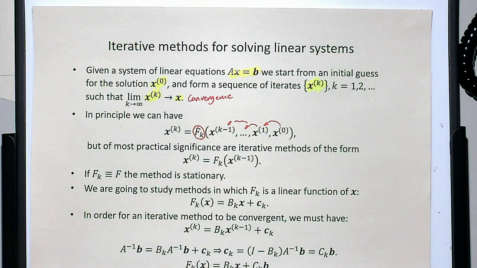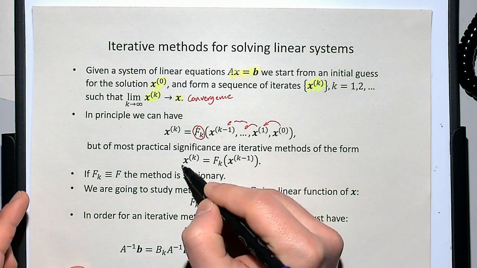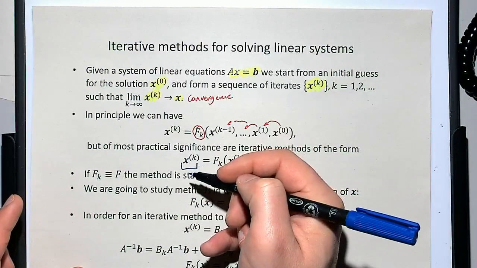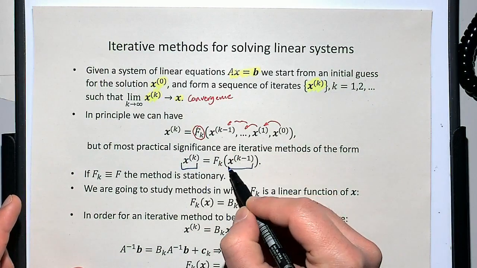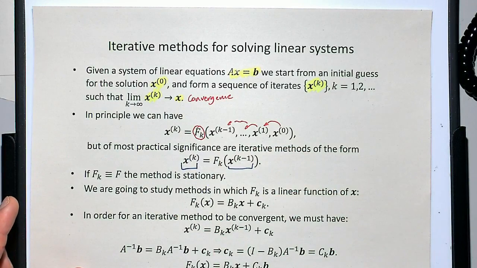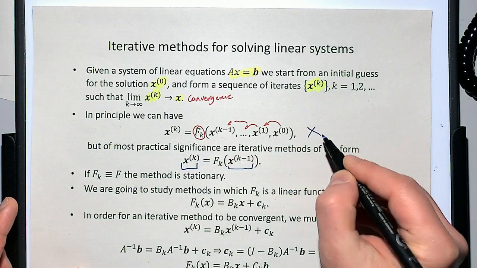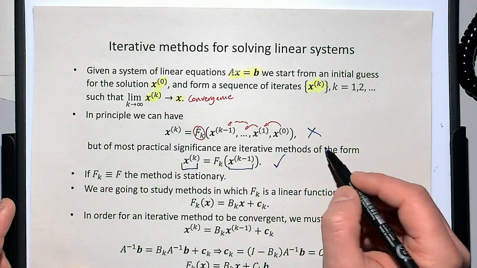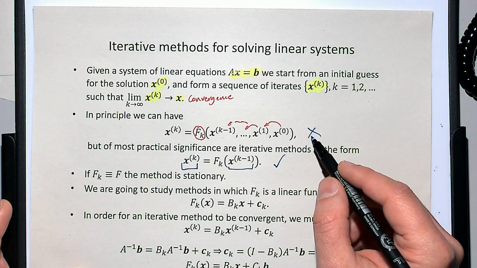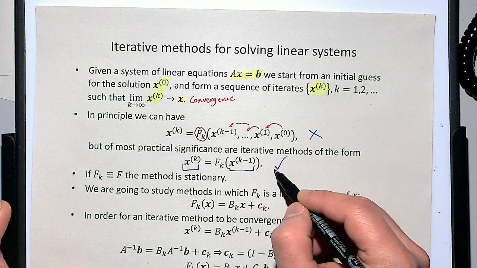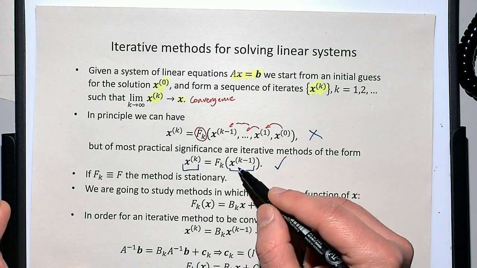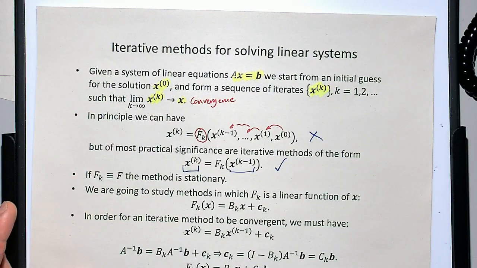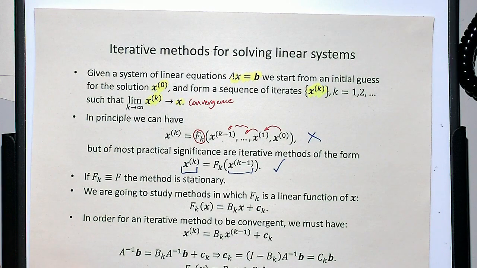But this is not usually the case. What we have in practice is that the new solution is only a function of the solution at the previous iteration. It doesn't mean that the other case is wrong, but it is too complicated, so we are going to consider only this case. The current solution is only dependent on the solution at the previous iteration. So we do not keep track of all solutions more than one step before.